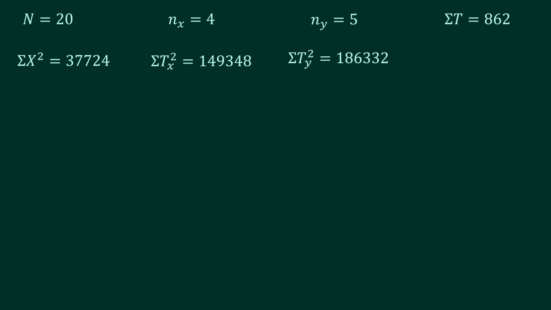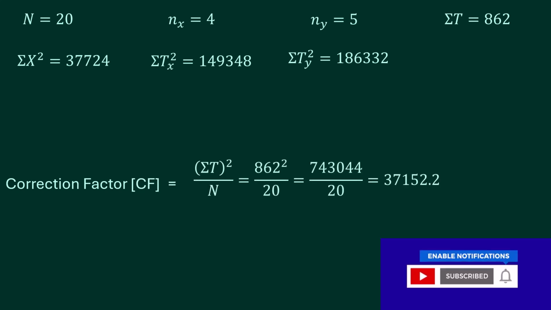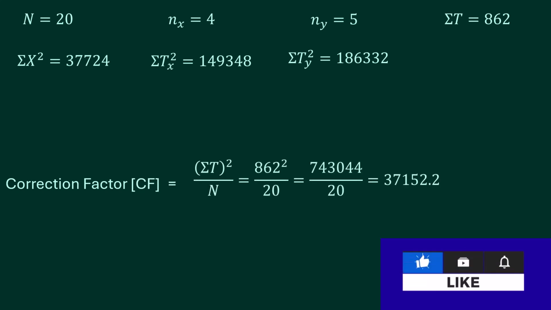Let us begin our main calculations. Calculate the correction factor first. Correction factor CF equal to sigma t squared divided by capital N.